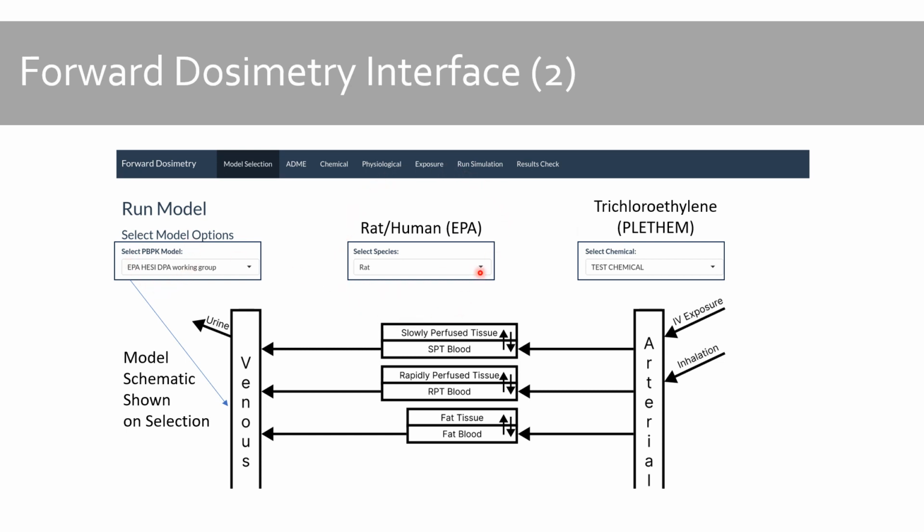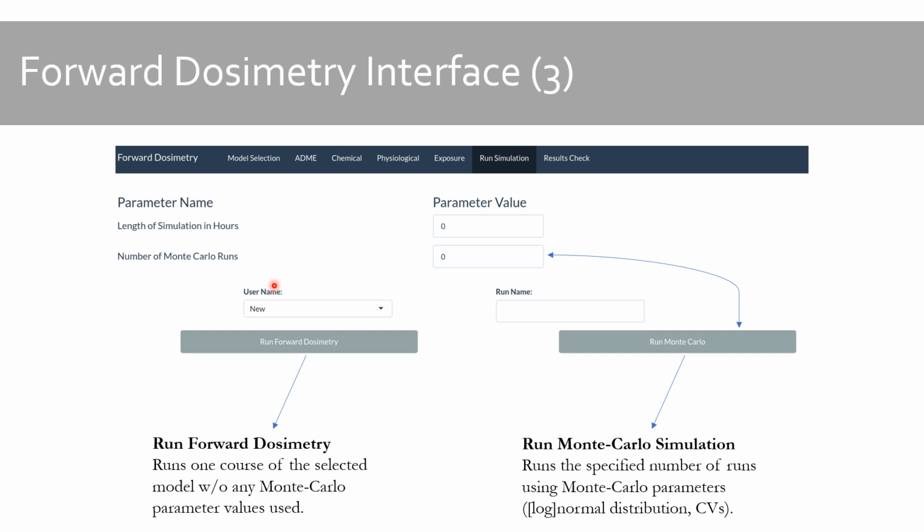You can select the species of interest and the chemical of interest. And then you can select the ADME tab, where you can put the chemical-specific parameters. You have a physiological tab, the exposure tab, and then you can run some simulation. So here in the Run Simulation tab, there's a few new things where you can create a username and a run name for your simulation, so you can save them and go back to them in the future. You can also run forward dosimetry and Monte Carlo simulations.